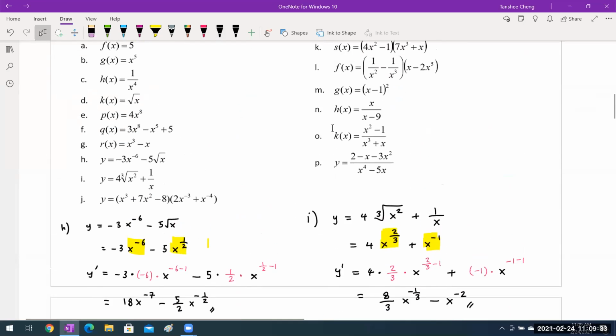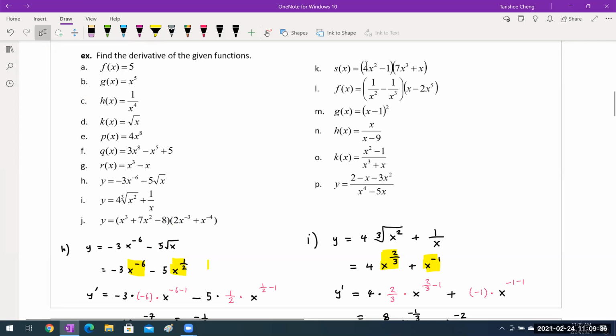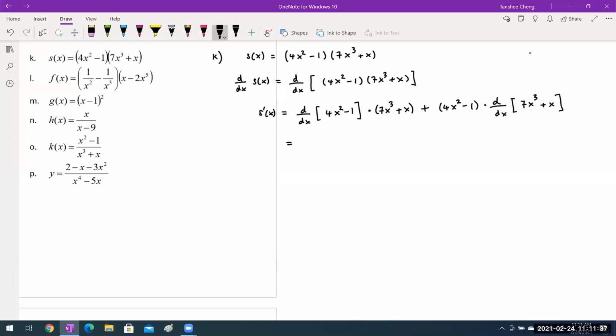Let's take a look at K, right? Pause for a second and try to use the product formula on K and see if you got the same answer or not. So, example K: 4x to the second power minus 1, times 7x to the third plus x. When we take the derivative with respect to x, we use the product rule: the derivative of the first factor, 4x squared minus 1, times the second factor, plus the first factor times the derivative of the second factor, which is 7x to the third plus x.